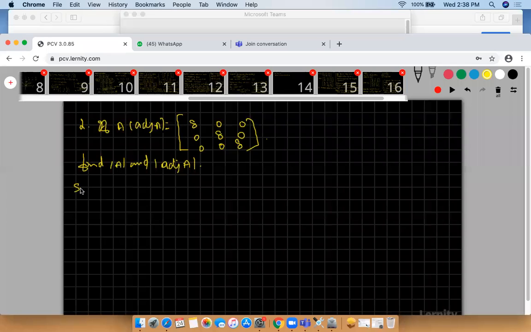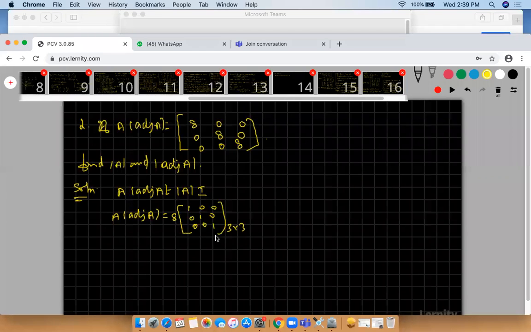How to find out? Look at that. We know the result A into adjoint of A equal to determinant of A into I. But here, A into adjoint of A is given. Here you can take 8 outside from the matrix. Here also 8 is common, here also 8 is common. Other elements are 0. Take 8 outside, you will get 1, 0, 0, 0, 1, 0, 0, 0, 1. That is a 3 cross 3 identity matrix.